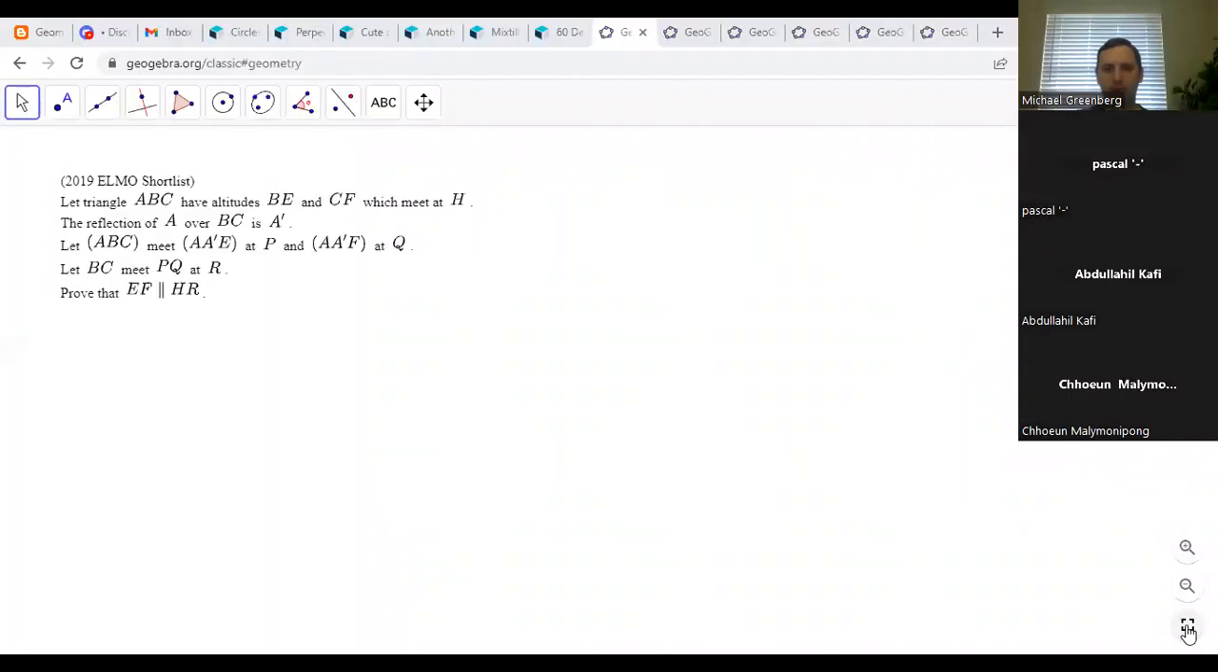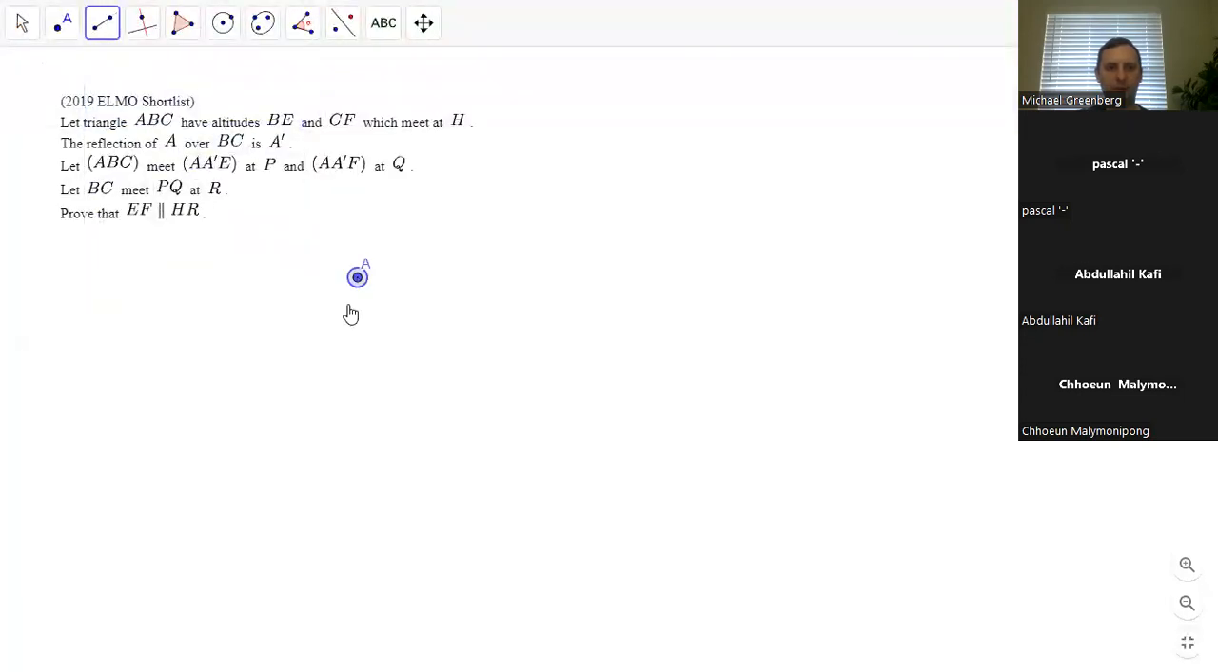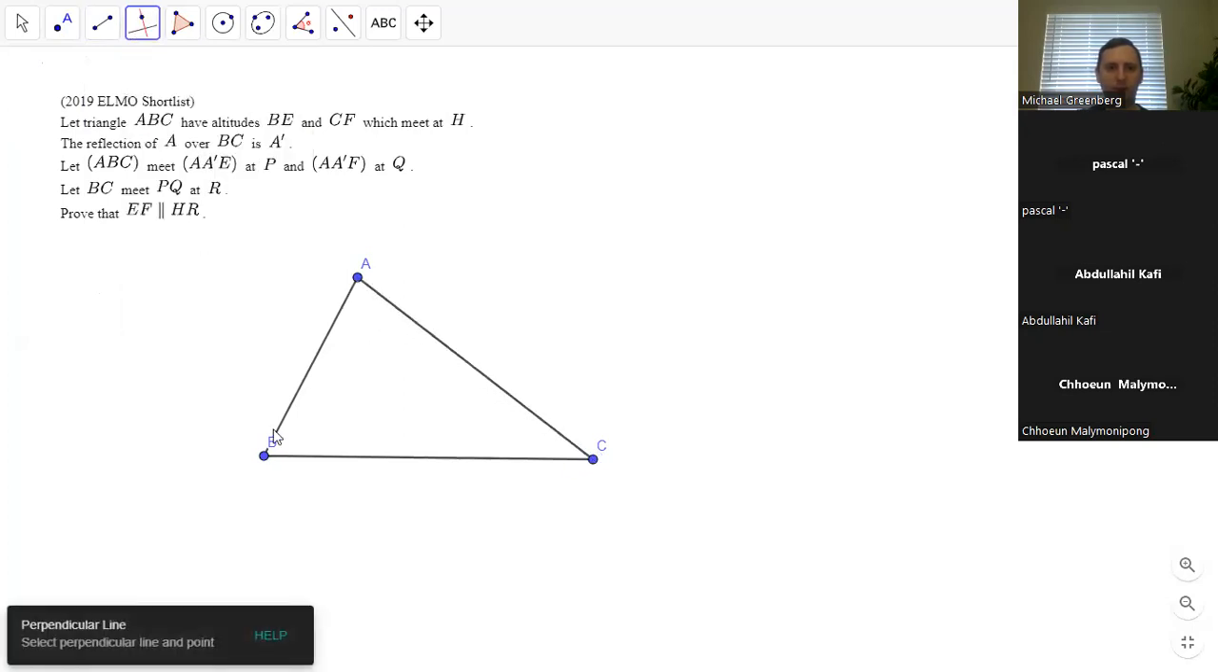So here's the first problem. This is from the 2019 ELMO shortlist. We have the triangle ABC with altitudes BE and CF, and they meet at the orthocenter.